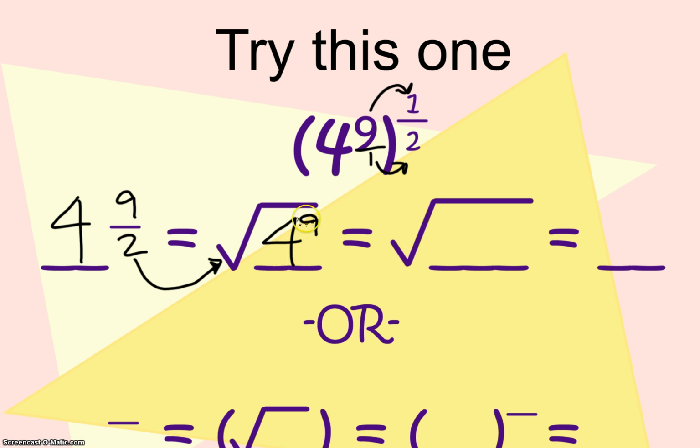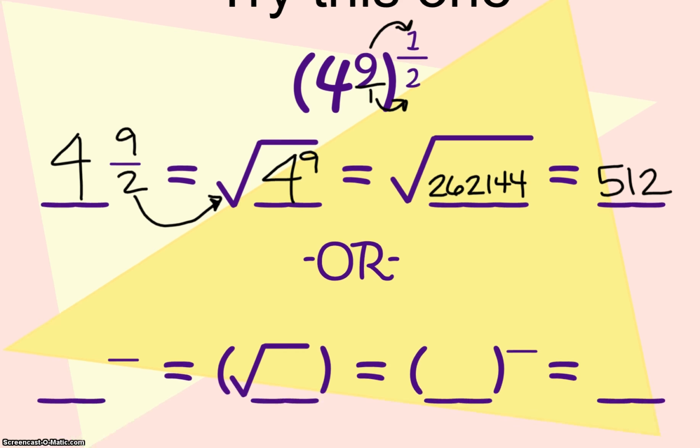So doing 4 raised to the 9th on the calculator, you get 262,144. And if you take the square root of that, you get 512. And I did that on the calculator, so there's no work to be shown.